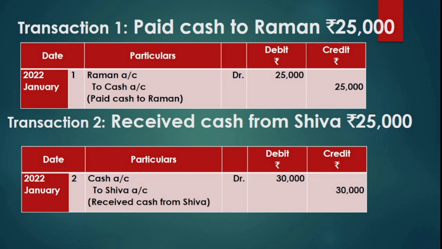And Shiva is a personal account. Here we receive cash from Shiva. Shiva gives cash to us, so he is a giver. So according to the rule, credit the giver. So we have credited Shiva account, and narration is given.